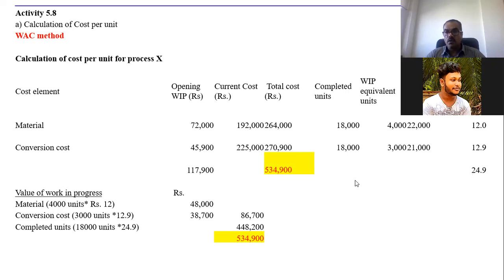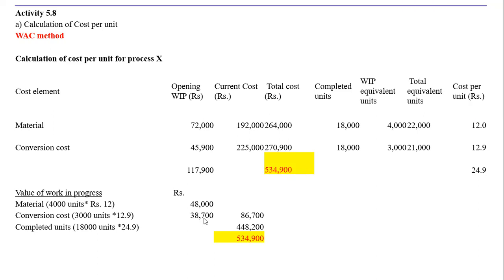So per unit cost is 24.90. Total cost incurred in this process X during the period is 534,900. So how are we going to allocate this cost? Okay, that is easy. This 534,900 is going to be divided between two: finished goods and work in progress.